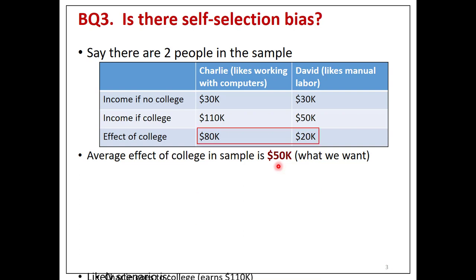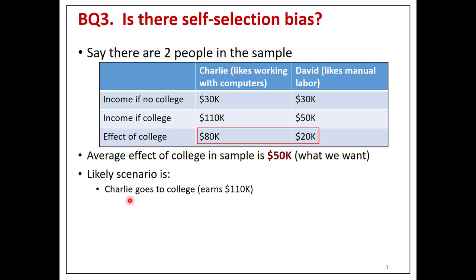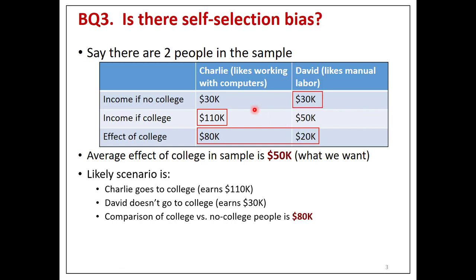Okay, but the likely scenario is that Charlie goes to college and earns that $110,000. David probably doesn't go to college. It's just not worth it for him to bear the cost of college for a much lower reward. And so David will not go to college and only earn $30,000. And so when we compare the income for the person who goes to college versus the income for the person who doesn't, well, now we're getting an $80,000 difference. And that's our estimated effect of a college education.